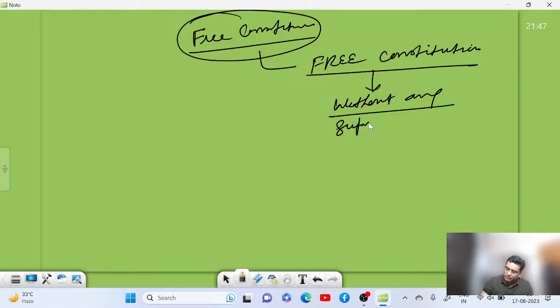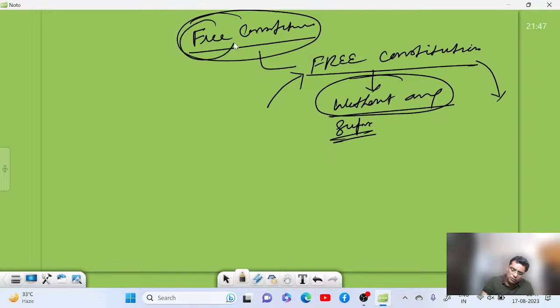Without any superlative category, without any overshadow of imperial power. So free constitution means that Indians deserve full political authority, full legislative authority. It should not be guided and dictated by the British government. This idea is called free constitution.